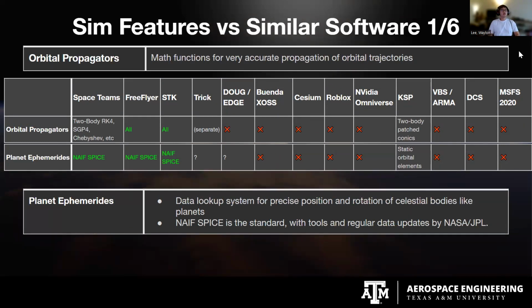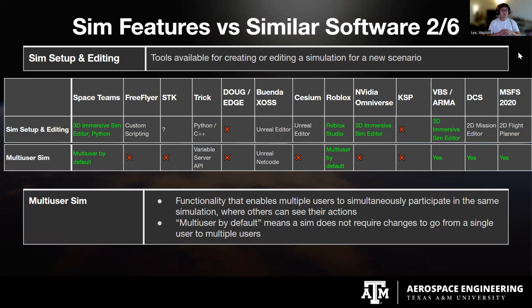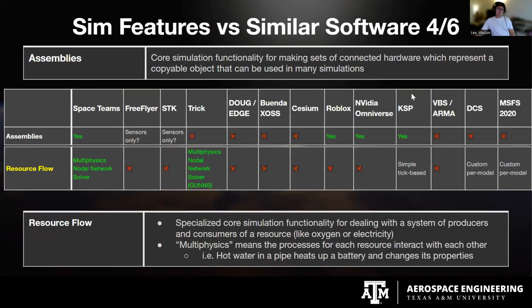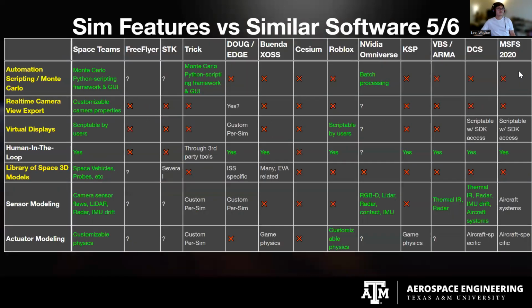Within simulation, we have sim features such as orbital propagators, planet ephemeris, very easy sim setup and editing with a sim config file. You have the ability to use multi-user, full language support for C++ and Python, frame transformations, assemblies, resource flow. So say you have oxygen in one module of your spacecraft, and you want to see how it'll interact if you add it into a bigger space station, how those resources of oxygen flow through. We have a nodal network server for that.